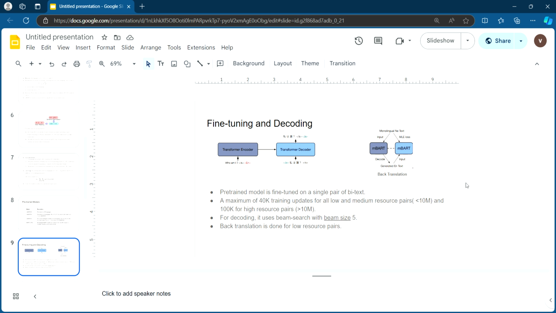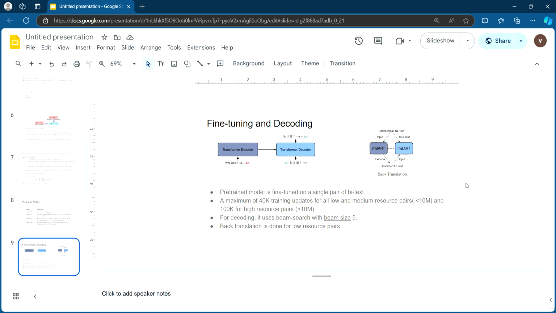For decoding, it uses a beam search. So rather than taking just the most probable word, it takes the five most probable words and creates a tree around it, so that we select the most probable sentence and not the most probable word.